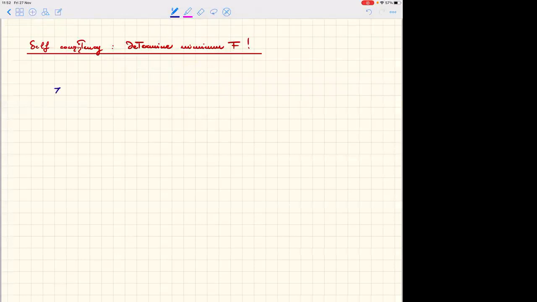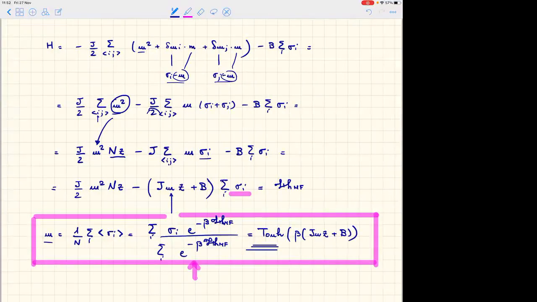Well, it's very easy. Let me compute the mean field partition function, which is the sum over sigma_i of e to the minus beta H. Student: Professor, what do you mean by self-consistency? Well, this is a self-consistency condition, m equal to tangent hyperbolic or whatever.